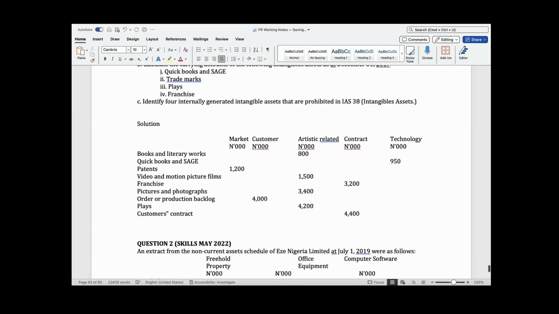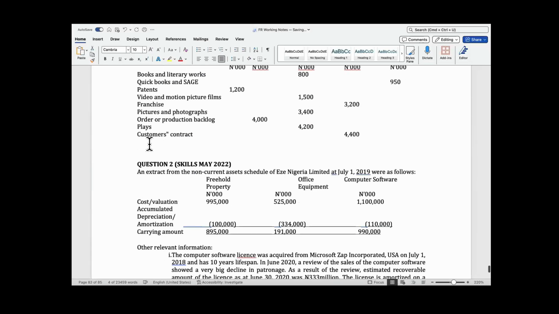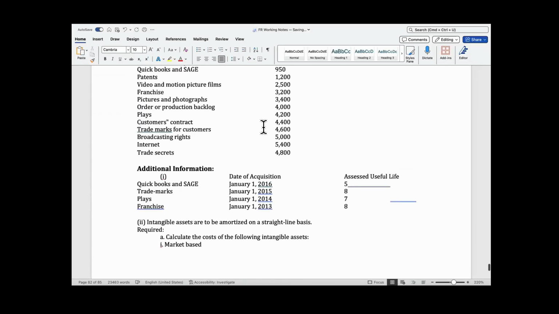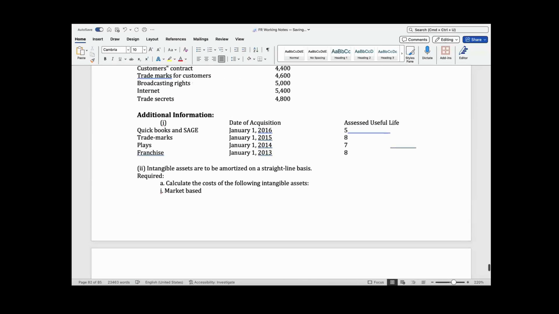Yeah. So if you put customer, I'm not saying you are wrong because it's just costing, right. How about trademarks for customers? How much was it? 4,600. Let's see. Trademarks for customers. Where would that be? Your trademark is your design. Yeah, I think it should be market too.